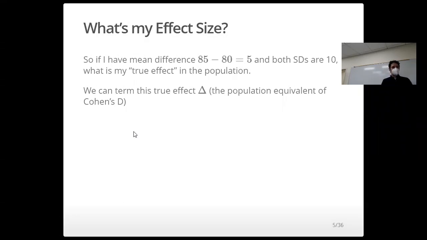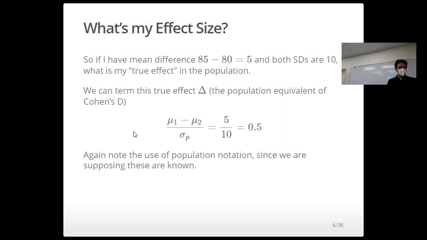We are going to try to understand how often we will be able to reject the null hypothesis that the two teams are equal given these population parameters.